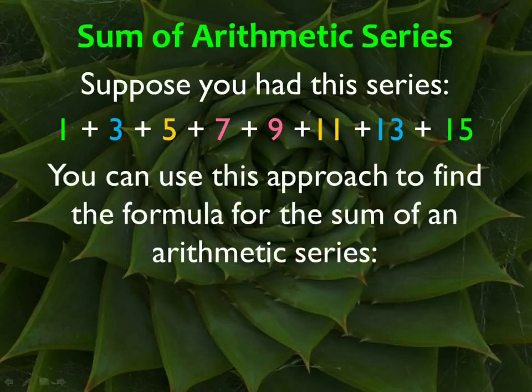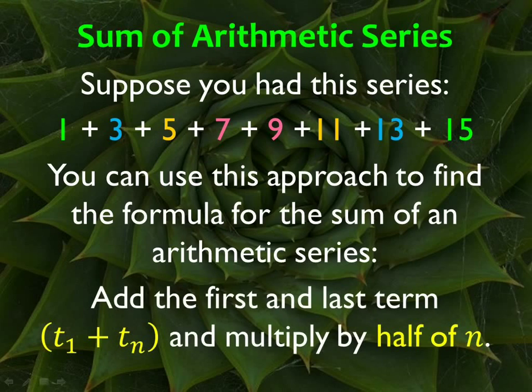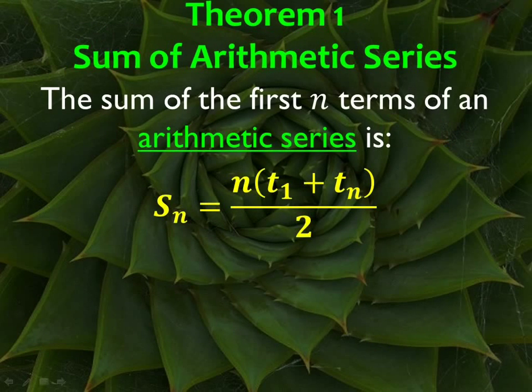So we can use this formula to find the sum of any arithmetic series. We add the first and the last term, which we will call t1 plus tn, and we will multiply that by half of n, or divide that sum by 2. So, the sum of the first n terms of an arithmetic series is n times t1 plus tn over 2. So again, you add the first and the last term, and you divide that by 2 and multiply by n. n over 2 represents how many times you have to add up that sum.